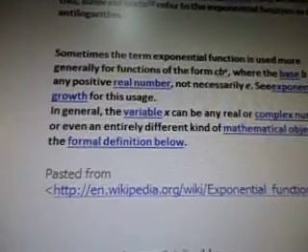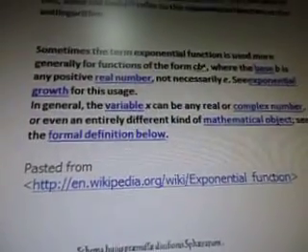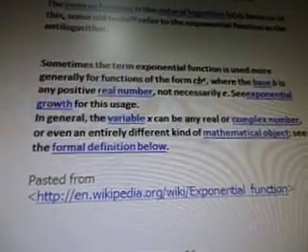In general, the variable x can be any real or complex number or even an entirely different kind of mathematical object. See the formal definition below. So that's under exponential function on Wiki, and the other one was under, oh, the same one. And I got some sort of graph here. I don't know what this is called.